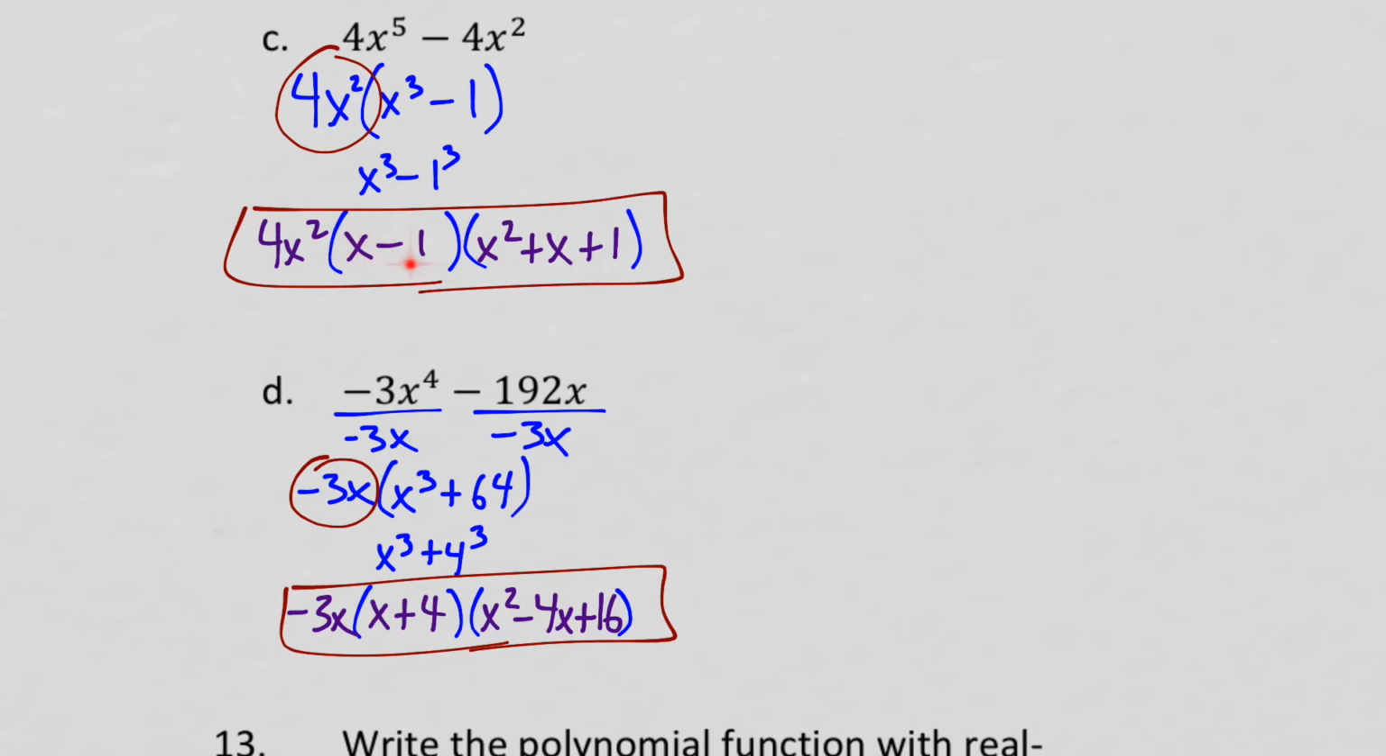The middle is times each other, then change the sign. So x times negative 1 is negative 1x. Change the sign so it's plus x. The final term is just plus 1. And 4x squared is what's left in front. Let's not forget to always write it there at the end.